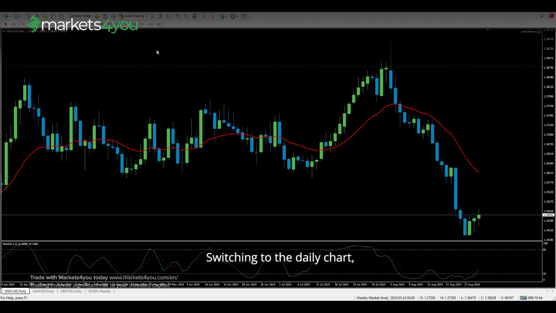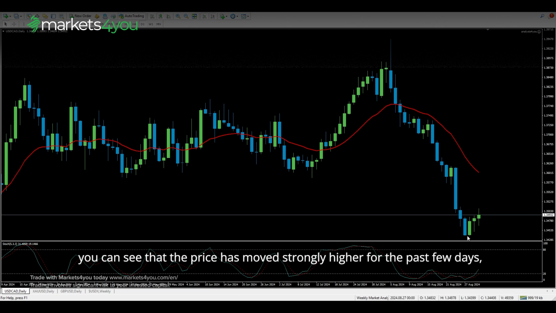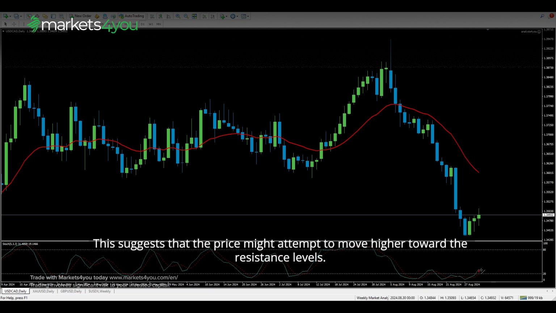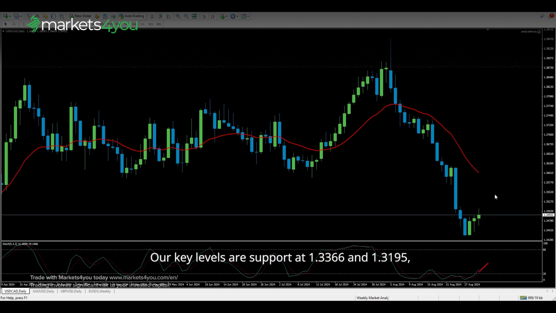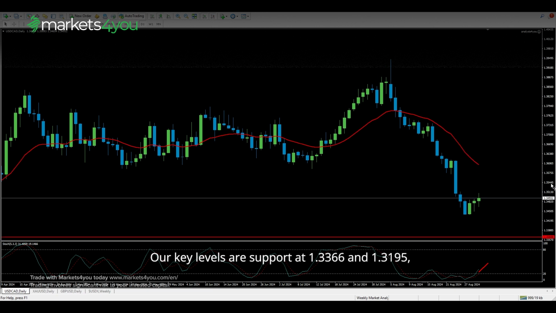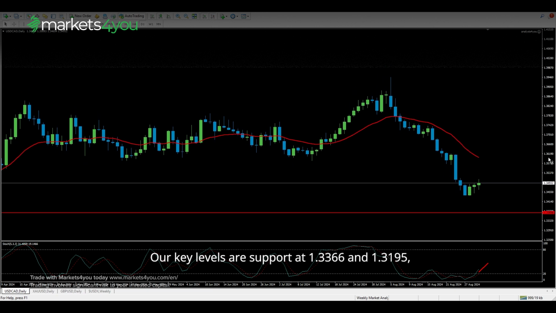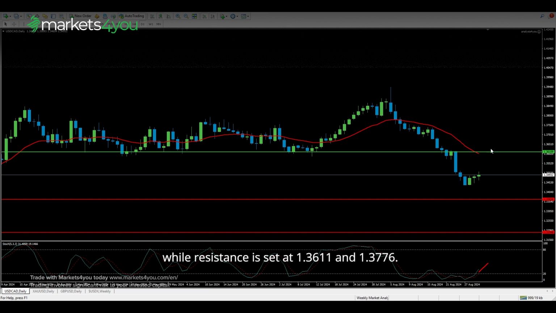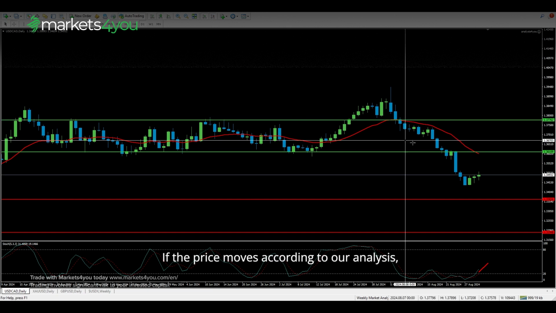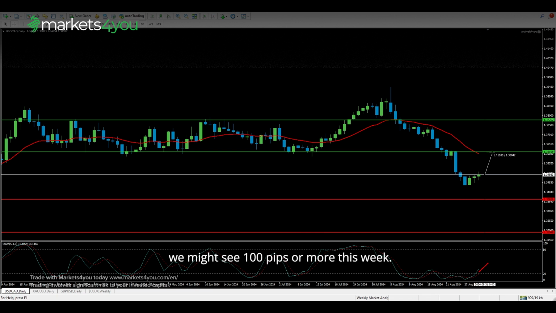Switching to the daily chart, you can see that the price has moved strongly higher for the past few days, supported by the stochastic indicator trying to exit the oversold area. This suggests that the price might attempt to move higher toward the resistance levels. Our key levels are support at 1.3366 and 1.3195, while resistance is set at 1.3611 and 1.3776. If the price moves according to our analysis, we might see 100 pips or more this week.